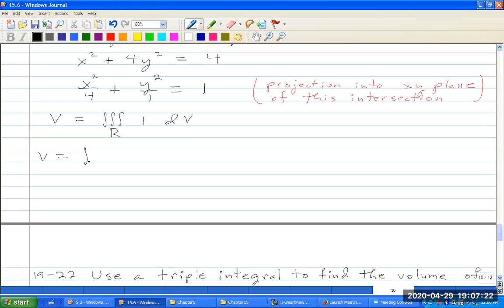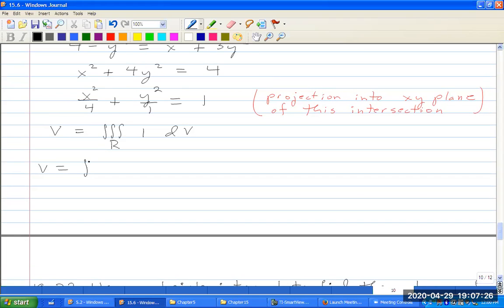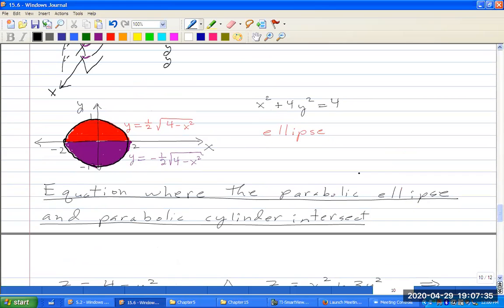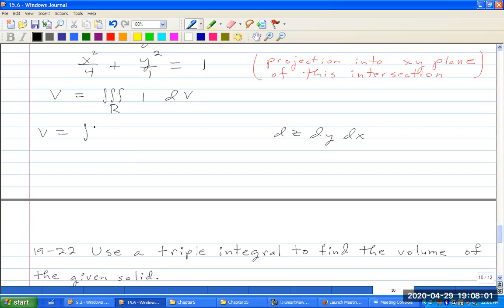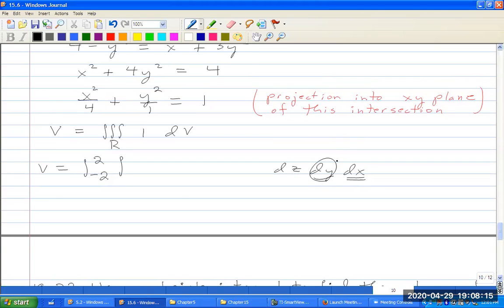Okay, so let's figure out the limits of integration. I'll first figure out the limits of integration for the x. And for the x, it's just going to be minus 2 to 2. Remember that this went out 2 in x and 1 in y. So the limits of integration here are plus and minus 2 for x. Okay, good. So I've done the x. Now I want to do the y. So what is y in between? It's y as a function of x.